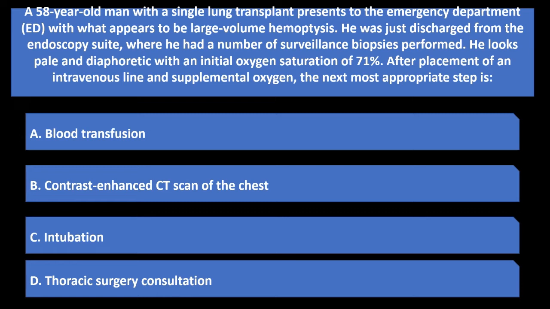After placement of an intravenous line and supplemental oxygen, the next most appropriate step is A. Blood transfusion. B. Contrast-enhanced CT scan of the chest. C. Intubation. D. Thoracic surgery consultation.